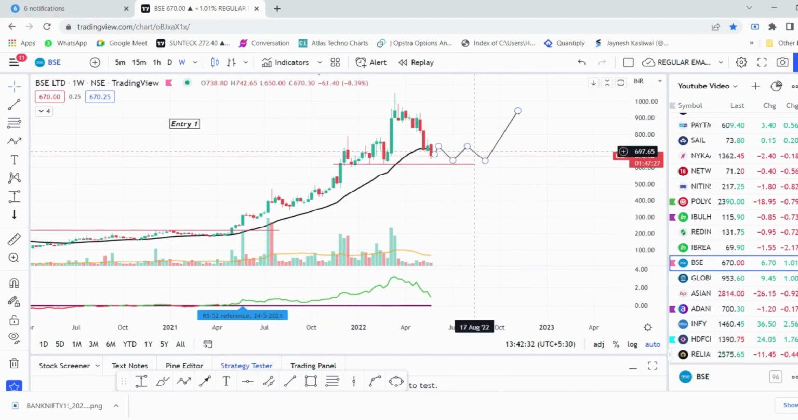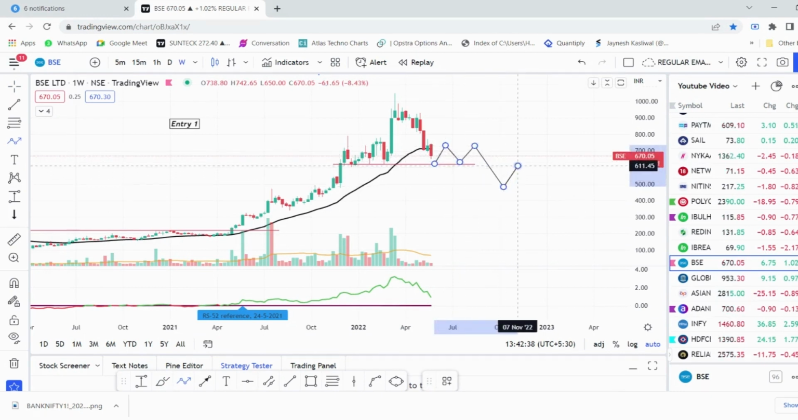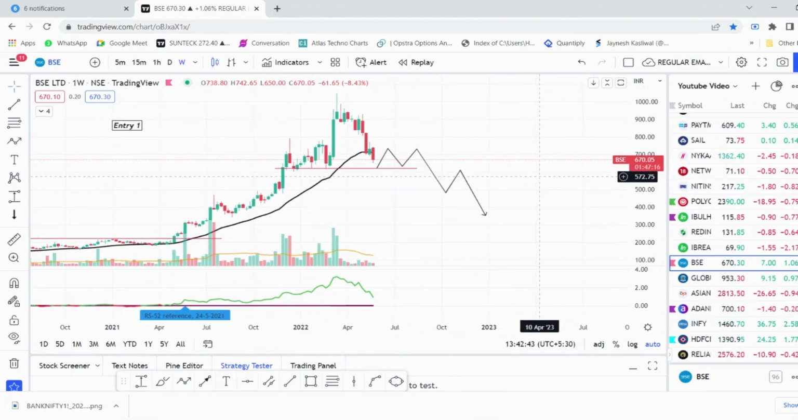Or otherwise, the other possibility that you can see in this particular script is that the stock may take support like this, and finally once it breaks down, then the trend will reverse, like we have seen in IndiaMart or Lalpath Labs or any other stock, right? So this was my view in case of BSE.